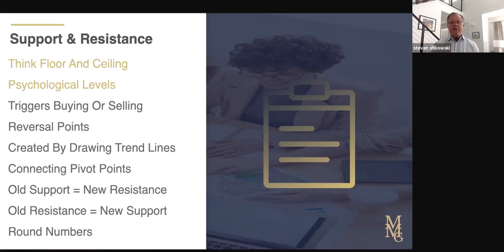Now, here's another thing that's really fascinating about support and resistance. It won't hold together forever. There's no stock in history that's traded between 20 and 30 forever.